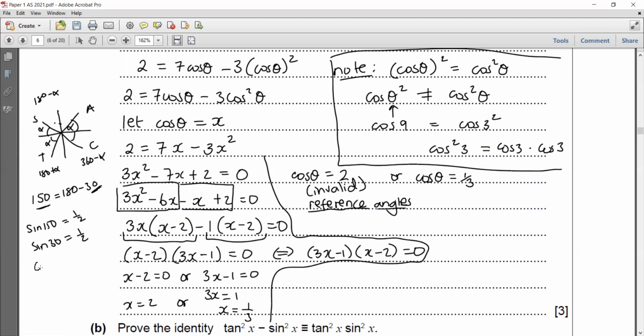Now here, I know that cos of 30 is equal to the square root of 3 over 2. Then cos of 150 will be square root of 3 over 2, except this will be negative. Why is it negative? Our CAST diagram, because 150 is in the second quadrant, only sine is positive. So I take the value, the square root of 3 over 2, but because this is cos and it is in the second quadrant, I make this negative. Okay, so that's why we talk about reference angles in short.